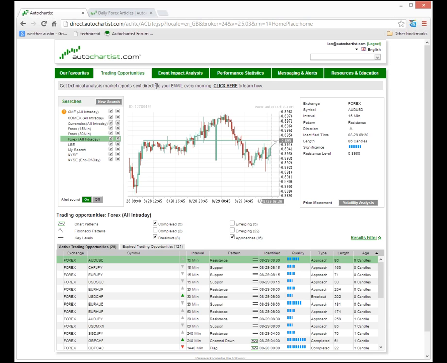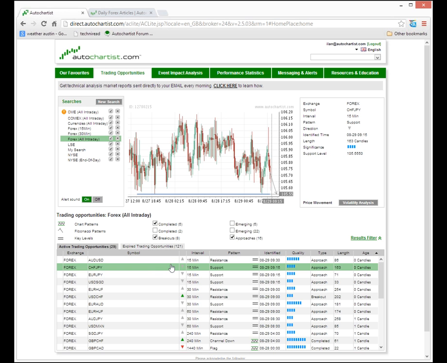For example, what we see on our screen right now is a resistance level that Autochartist identified on the Australian dollar against the US dollar. What Autochartist identified here is what we call an approaching key level. A key level means a horizontal level. It's approaching because you can see the price hasn't broken through the resistance level yet. It's still moving towards the resistance level. Everything that Autochartist does is based on support and resistance in some form or another. So for example, this is a resistance level.